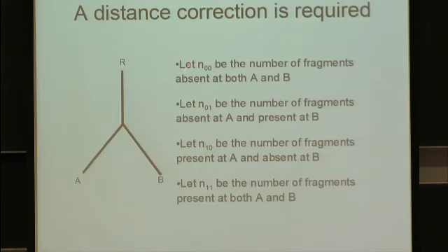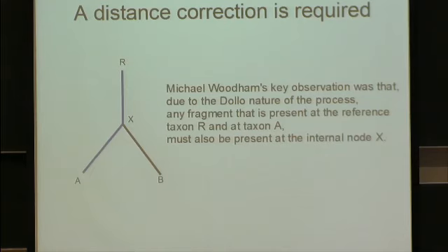We've got the number of fragments that are absent at both A and B. Then we count the ones that are absent at A, present at B, and so on. So we've got these 4 possibilities. The Hamming distance that we used before would simply be N01 plus N10 divided by the sum of all of those possibilities. But we're going to want to do something a bit different than that.